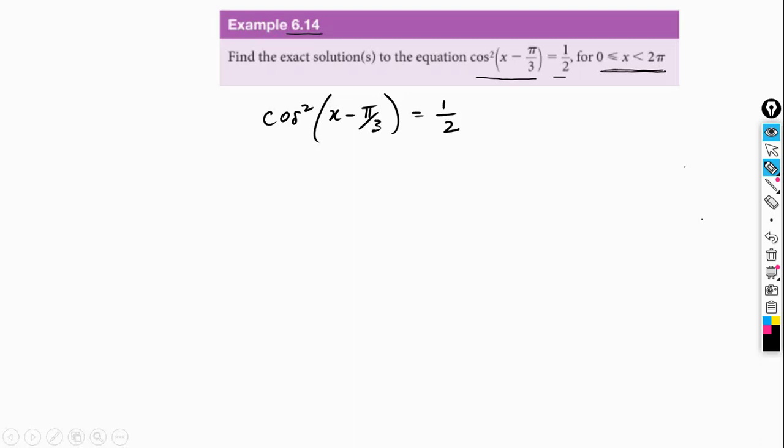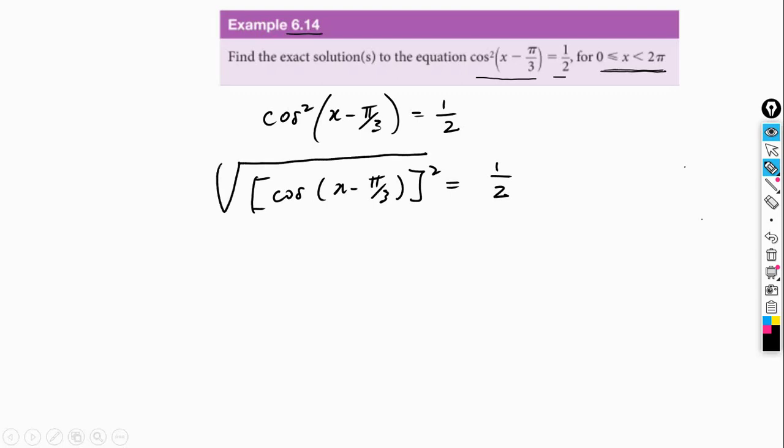Now, you have to be careful here because cosine squared, this expression means that the whole thing is squared, right? So this is the same as saying cosine of x minus pi thirds, squared, is equal to 1/2. So we would have to square root both sides to find the solution. So let's square root both sides. And whenever you square root something, remember that you have two solutions, plus and minus, right?